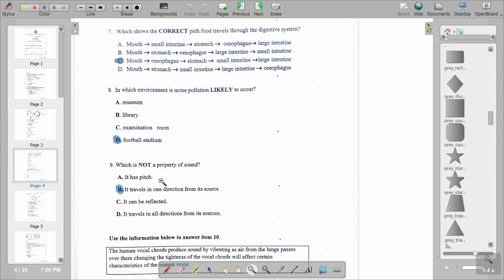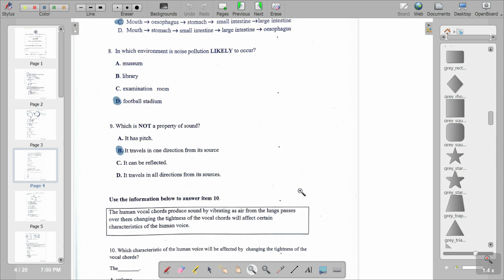All right, which is not a property of sound? It has pitch. Well, definitely that wouldn't be, it is a property of sound actually. It travels in one direction from its source. Sound doesn't travel in one direction from its source, so this is not a property. Sound can be reflected. It travels in all directions from its source, so it definitely B. It travels in one direction. Sound doesn't do that, so I'll select that as not a property of sound.